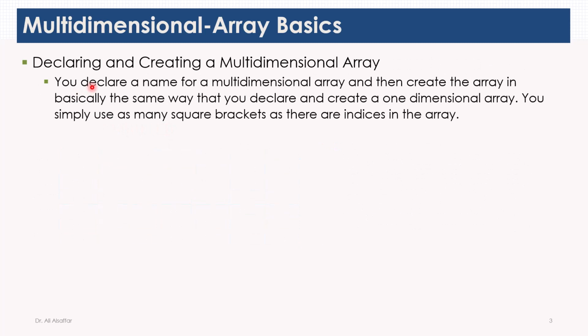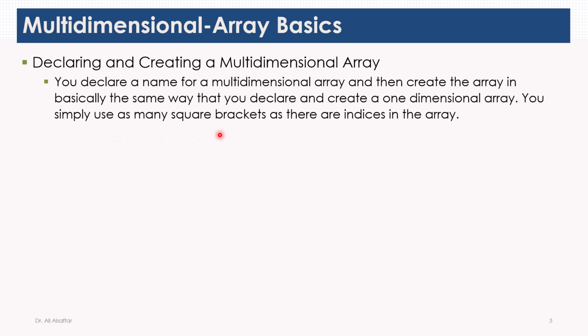Here, we will show you how to declare and create a multidimensional array. You declare a name for a multidimensional array and then create the array in basically the same way that you declare and create a one-dimensional array. Remember that for a one-dimensional array, when you declare an array, you give it a name, and then you create the object by saying new, and you put the size of the array. For a multidimensional array, you do exactly the same. You declare a name, and then you create the array using the new command.